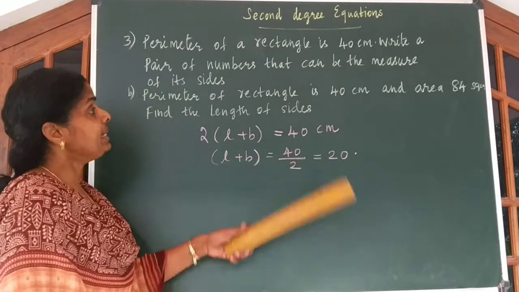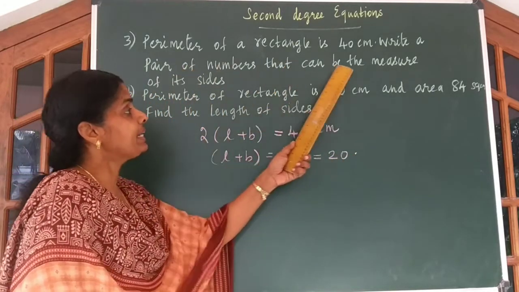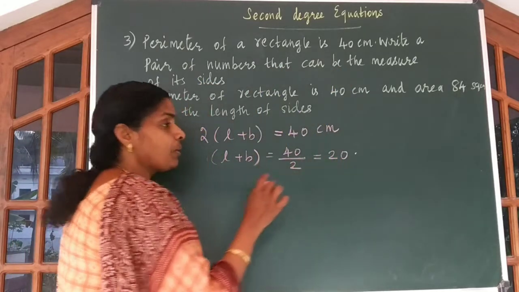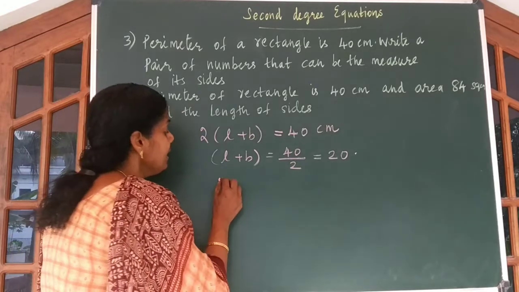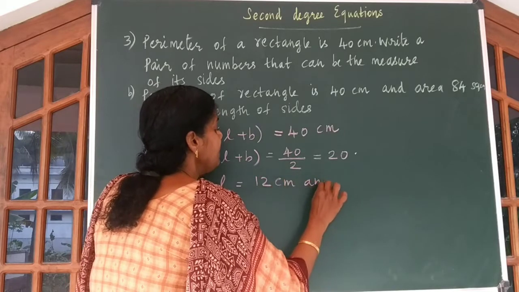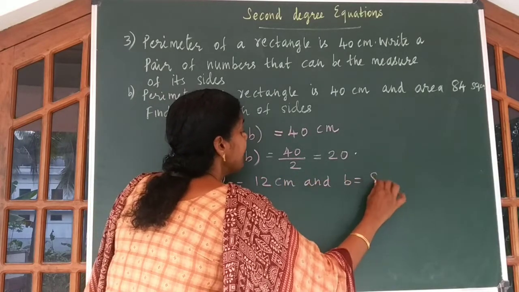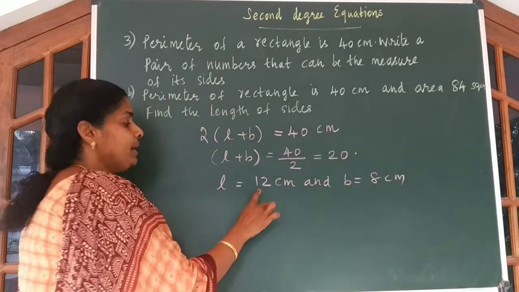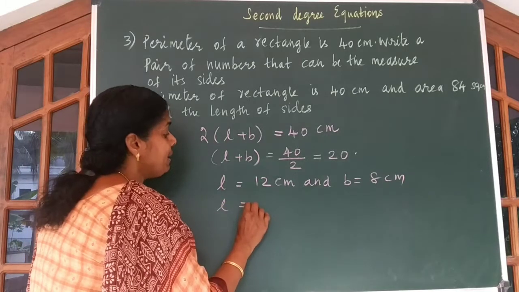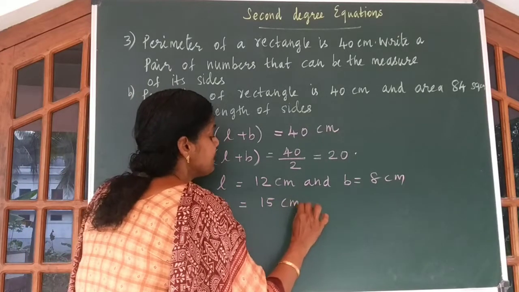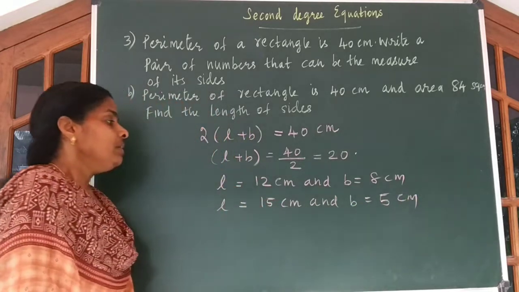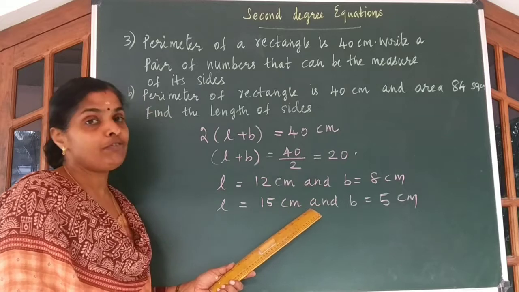Now we have to write a pair of numbers that can be the measure of its sides. Now if L plus B is equal to 20, we can say L is equal to 12 centimeter and breadth is equal to 8 centimeter. 12 plus 8 gives you 20. Or we can take L to be equal to 15 centimeter and B to be equal to 5 centimeter. Like this we can write enough possibilities.